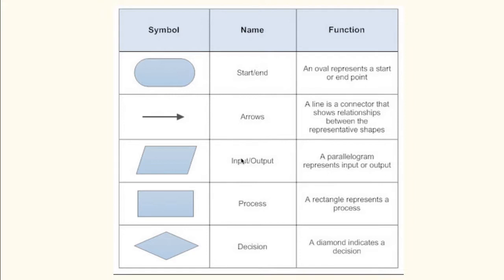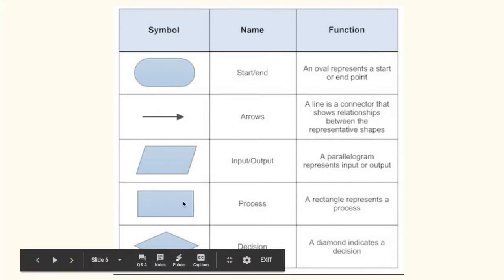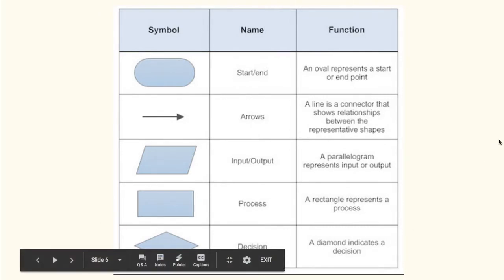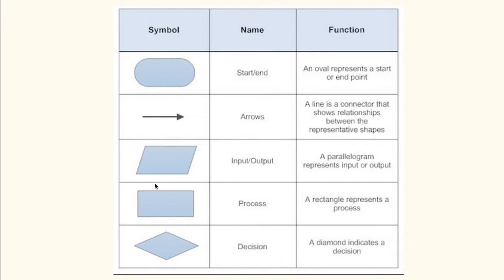There's an input and output. We'll focus on this more in a couple of weeks, but it represents any time that the program needs you to put information in or any time the program is spitting information out. Our rectangle here represents a process, so anytime any sort of process is being carried out, it will go inside this rectangle, and you'll see that in our examples. And then also, this rhombus or a diamond is anytime there's a decision being made. So anytime that your program is going to come to a fork in the road, if you will, and a decision has to be made, that will be represented by a rhombus.